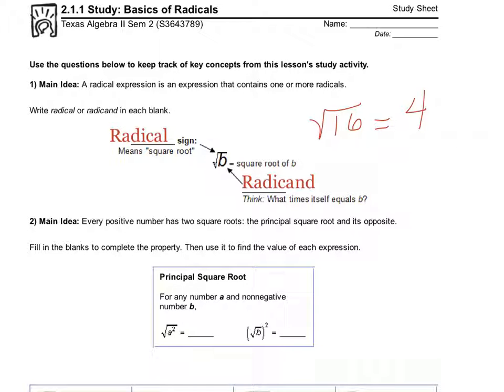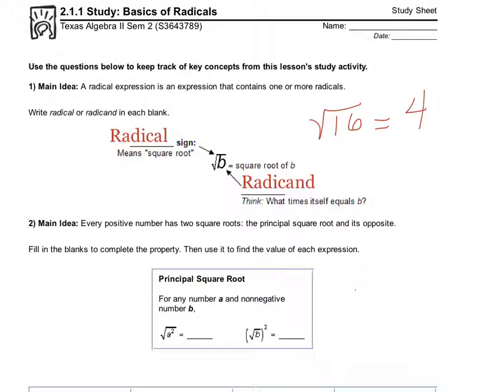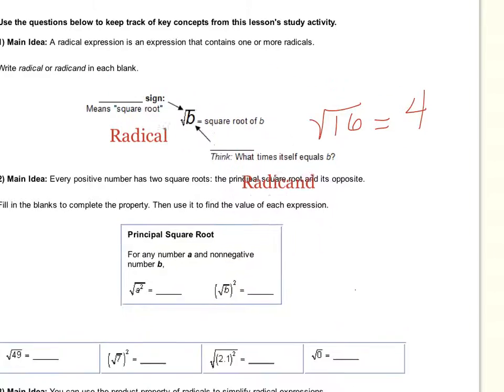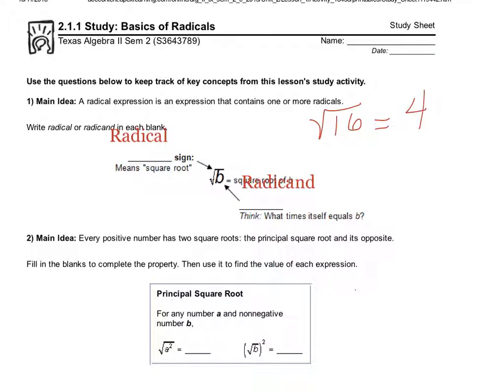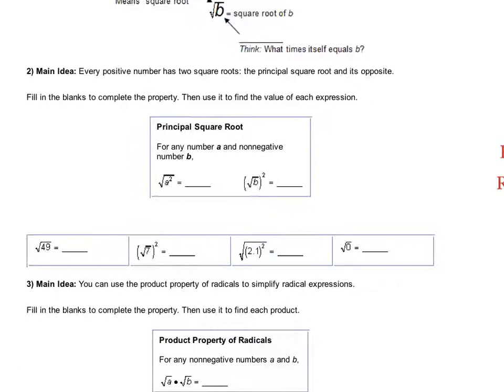Let me see if I can move it. There we go. Every positive number has two square roots, the principal square root and its opposite. I want to see if I can group these things together so that it won't move. Okay, that's not working either. So I'm just going to push it off to the side for right now until I get better with it. So the principal square root for any number a and a non-negative number b.